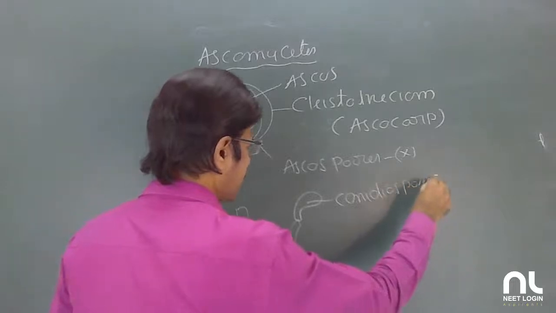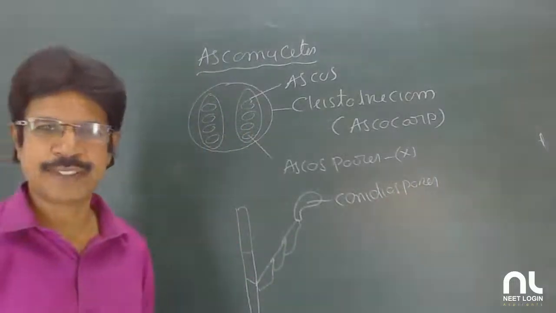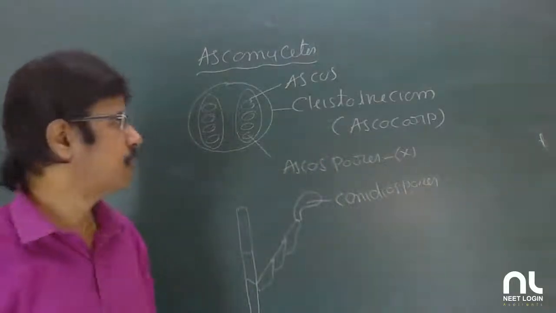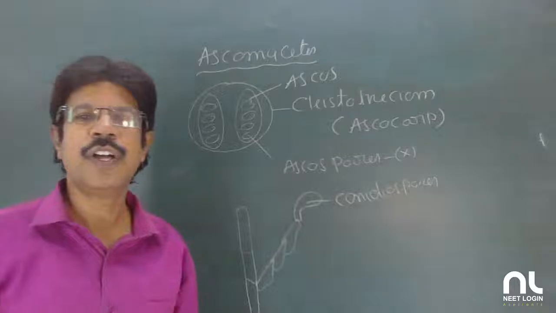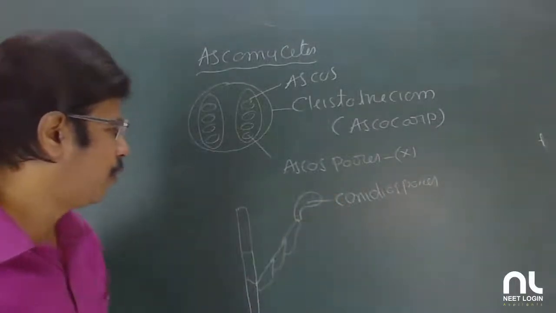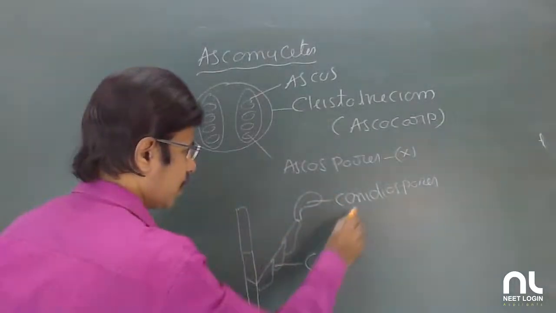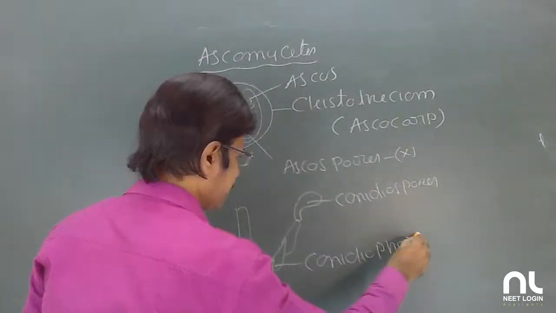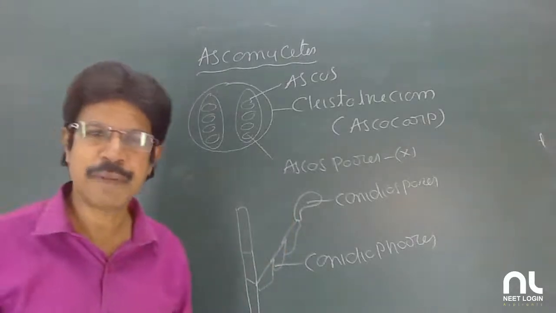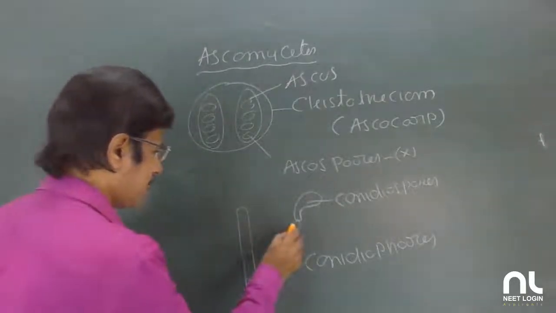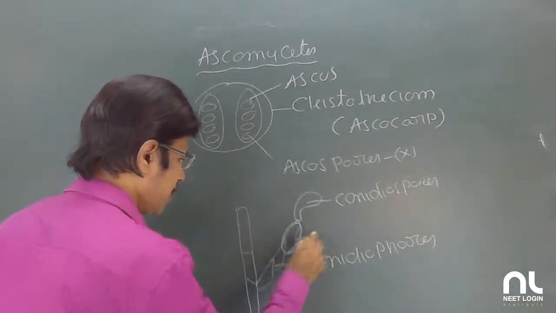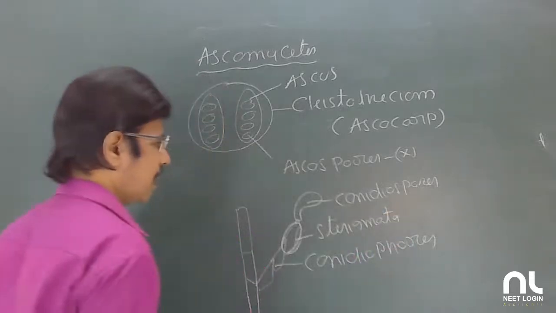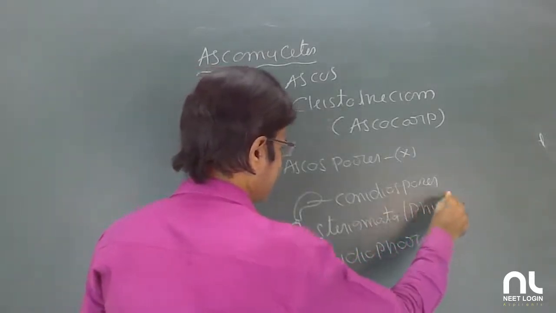conidiospores which are asexual, which are exogenous. Exogenous asexual spores and endogenous sexual spores are present in ascomycetes. Conidiophores bear conidiospores. The conidiophores are multicellular and branched. At the apex of this conidiophore, a bottle-shaped structure is called sterigmata or phialides.